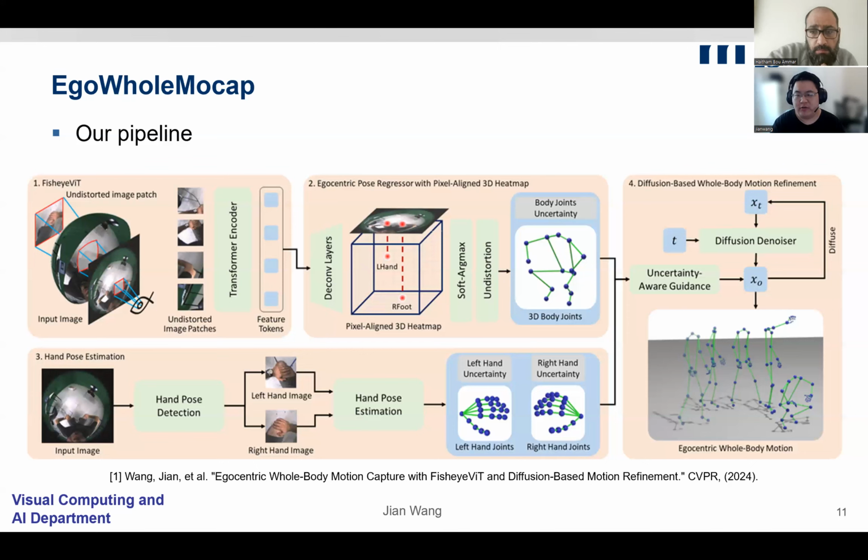So these are the four modules of our method. I will explain the first, the second, and the fourth in detail, because for the third one we are just using some publicly available method.